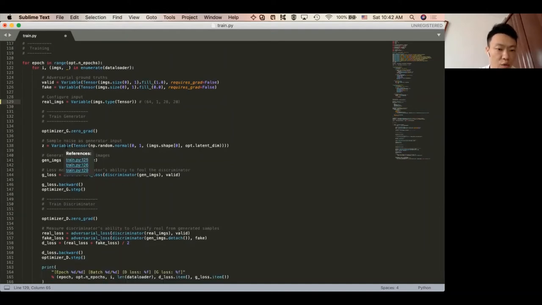The next thing we do is draw a sample from the normal distribution. So this is a noise. Remember that the latent dimensionality we choose is 100. So this z will be of shape 64 by 100. Right, and then we put it into the generator, and this will give us the output.